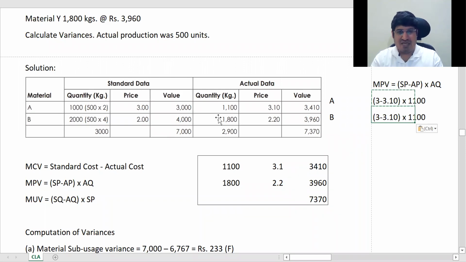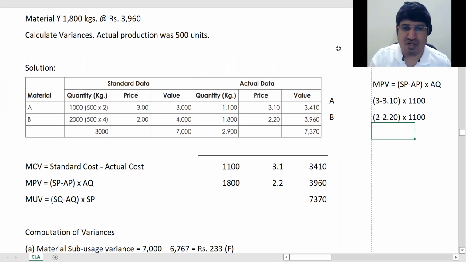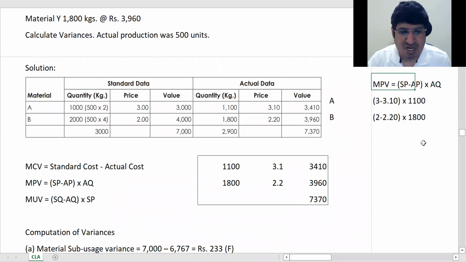सेकेंड वन विल बी 2 minus 2.2, ठीक है, इनटू एक्चुअल कितना रहेगा इसका? 1800. ओके, 2 minus 2.2 into 1800. So अब चलो ये दोनों का बस आपको निकाल लेना है. You will get your price variance.